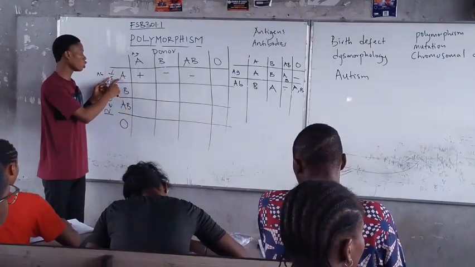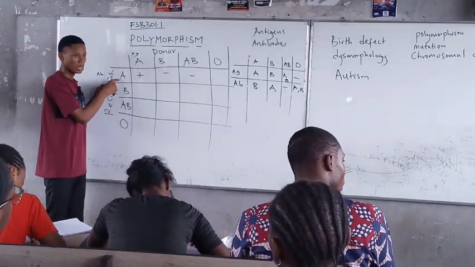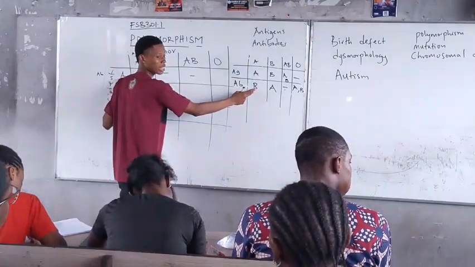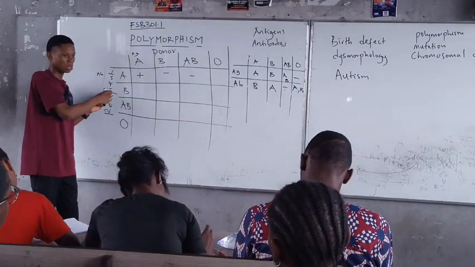No, you are not changing A to B. Just understand that this is antigen A, right? But for antigen A, we have antibody B. Do you get? So it's the antibody we are looking at in this side. Do you understand?